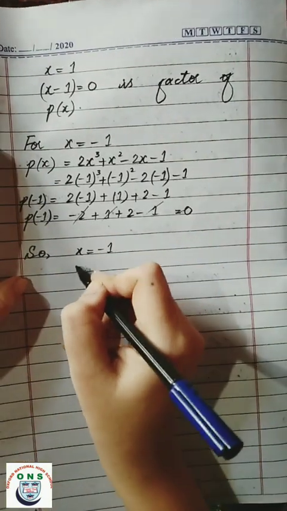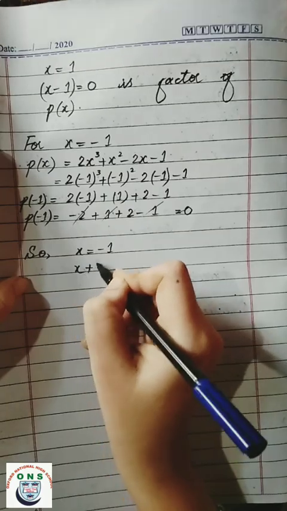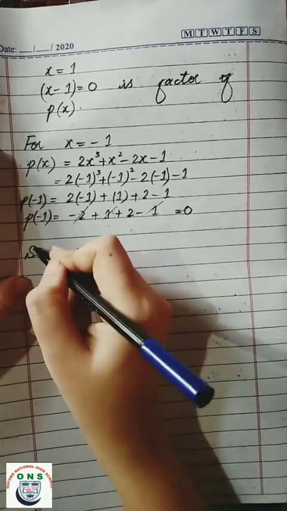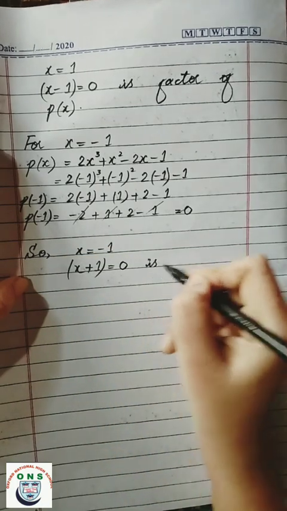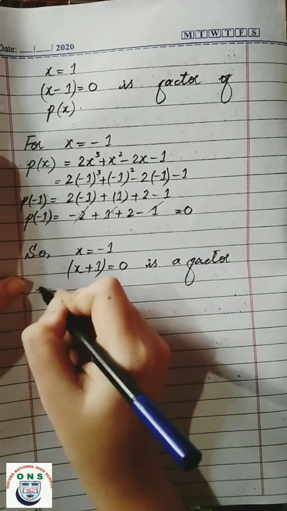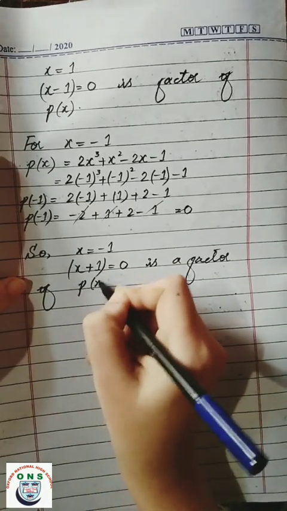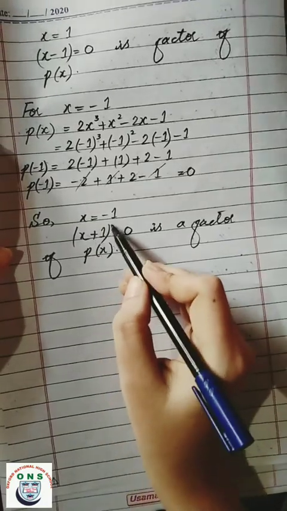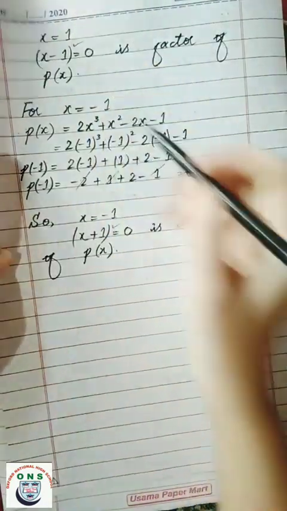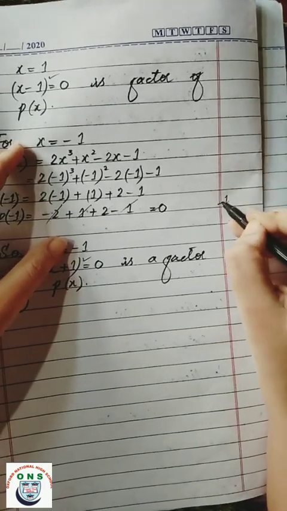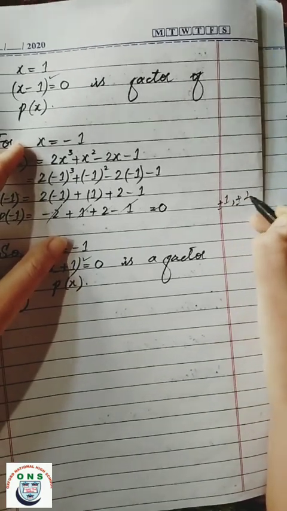So we will say that x is equal to minus 1. When we took x is equal to minus 1, it will be on the other side, so x plus 1 is equal to 0 is a factor of the polynomial. Clear? This is the second factor, that was the first factor. How many total numbers were we having? We were having plus minus 1 and plus minus 1 by 2.